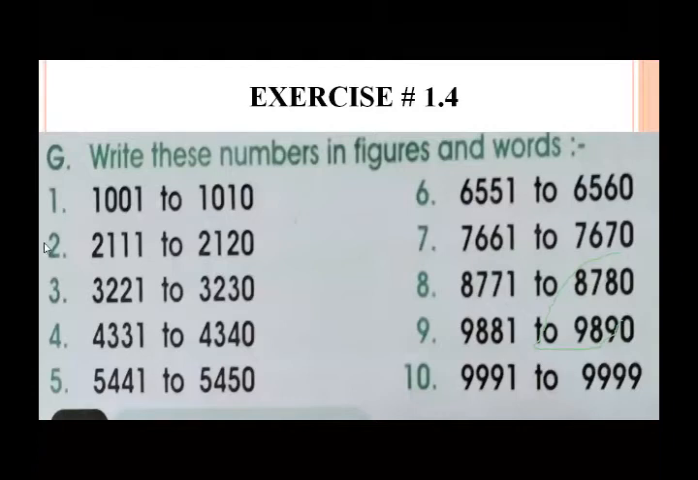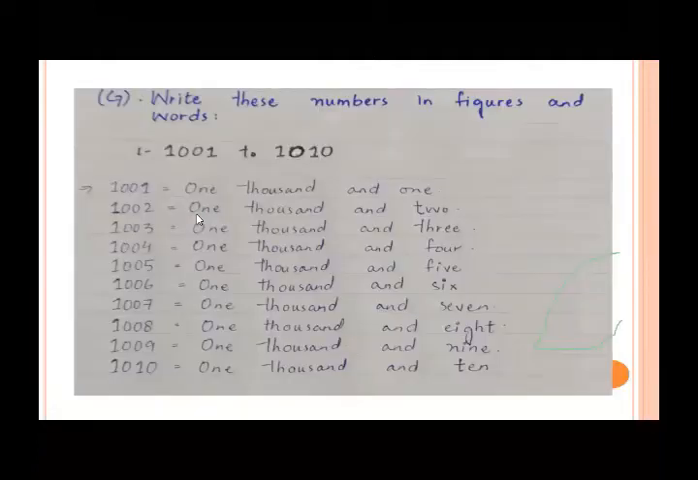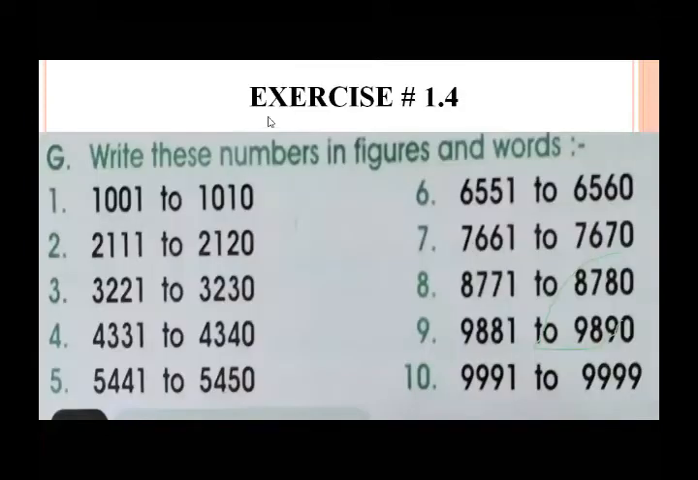Number one is 1001 to 1010. First of all, you have to write the series starting from 1001 till 1010. Here you see I am solving one question for you. You are allowed to take a screenshot of this part. In this way you can easily solve all the remaining questions.